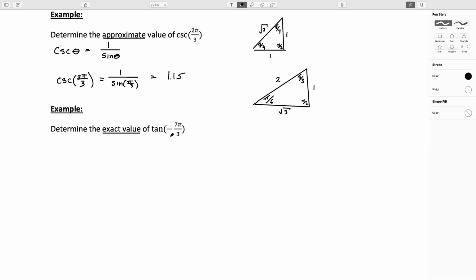So we need to remember that half of a circle is pi. So half a circle is 3 pi over 3. That means one full rotation is 6 pi over 3.